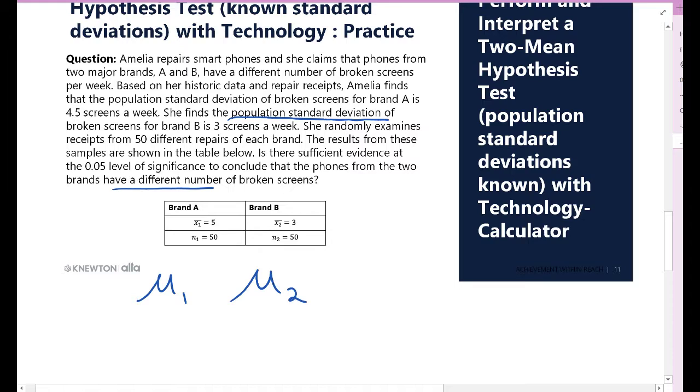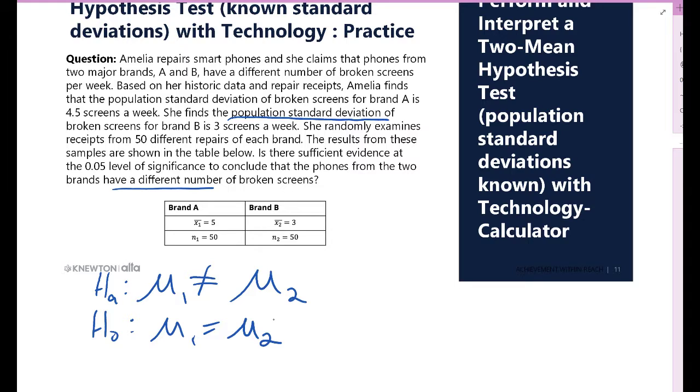You notice for hypotheses with two means, we no longer have a number in the hypothesis. So we're trying to see if mu1 is different than mu2. That means we're testing, is mu1 not equal to mu2? That is our claim, which is the alternative hypothesis. The null hypothesis is a scenario where mu1 equals mu2. All right.